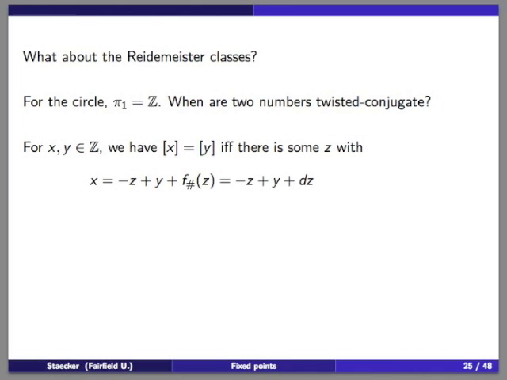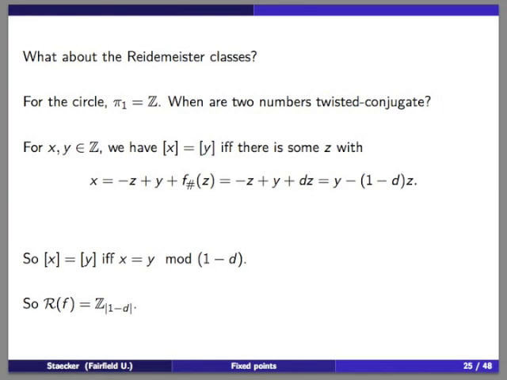Can we figure this out? Yes, we can. If the map is degree d, then f is multiplication by d. Combine the z parts there, and you can see that x and y are twisted conjugate if and only if x is equal to y mod 1 minus d. You can see they differ by a multiple of 1 minus d. So the set of Reidemeister classes, you can consider as the same as the integers modulo the absolute value of 1 minus d.